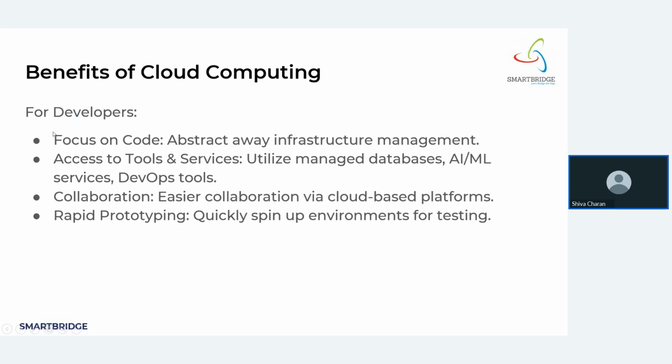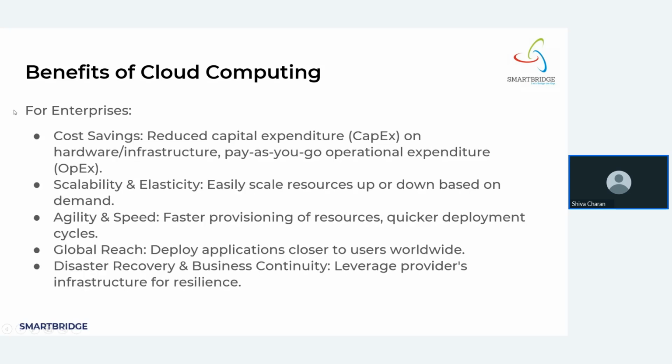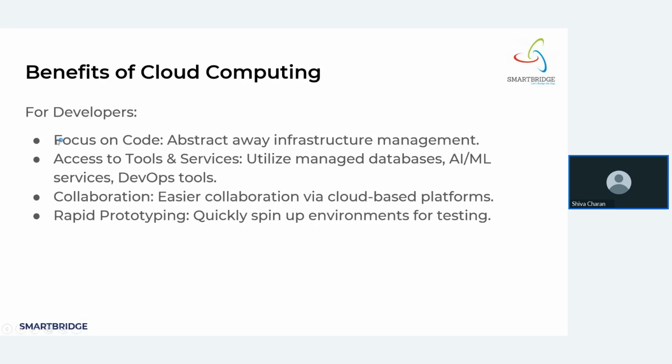We'll think from the perspective of two people: the person who is managing his own company, and the person who is working for another company. First, the person who has his own company will be looking for cost saving, scalability and elasticity, agility and speed, global reach, disaster recovery and business continuity. Those are the enterprise level benefits. And the person working for a company just needs to focus on the code. The infrastructure will be managed. He will have access to various tools and services, can collaborate, and there will be rapid prototyping. So, understood the benefits for developer and enterprise? Understood until here?